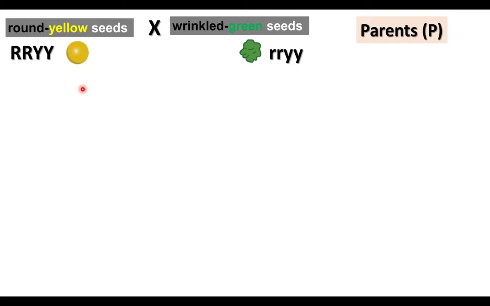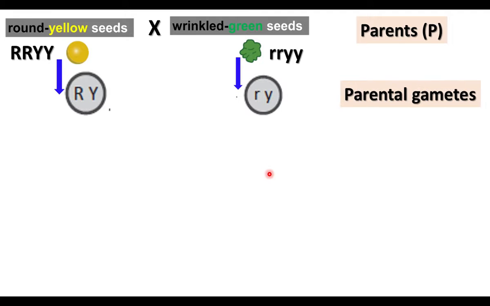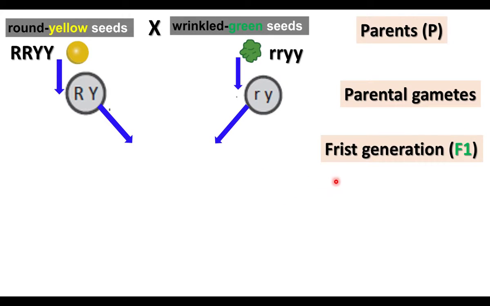And these plants produce gametes. Gametes have a half set of chromosomes. So a gamete receives one of the genes for a character. For one character it receives one gene. So it receives one capital R and one capital Y. This plant also produces a gamete that has one small r and one small y. These are the parental gametes. These gametes fuse during fertilization and form the first generation plants, F1 plants. The F1 plants are called hybrids because the F1 plant has genes from two different gametes. So F1 is hybrid.